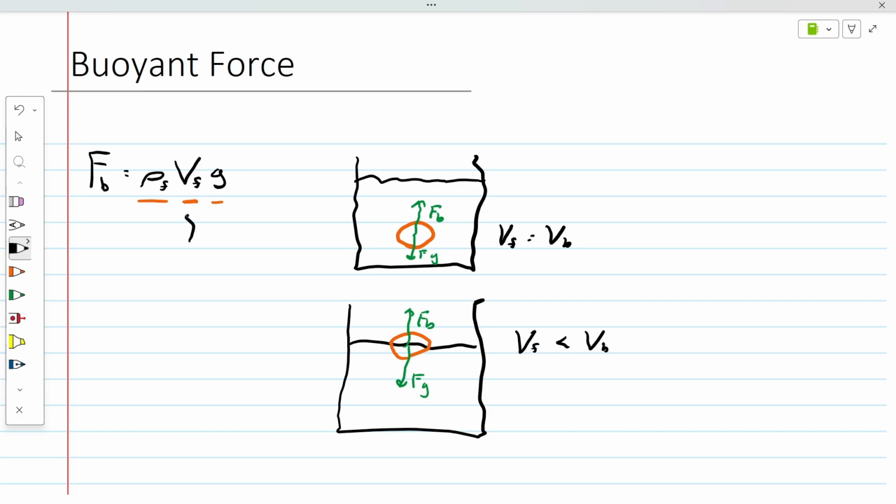So when you're using this volume right here, you want to make sure that you use the volume that's actually being displaced by the object, not just the volume of the object. Unless the whole thing is submerged, then you can use the whole volume. Okay, so let's look at an example.